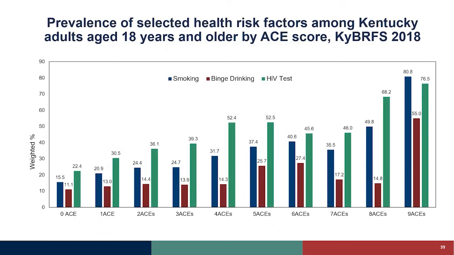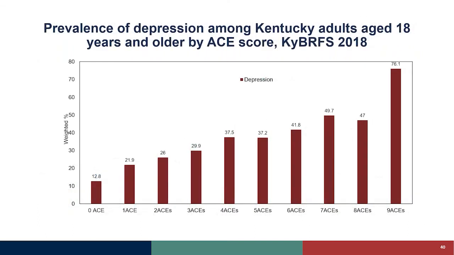So if we look at the prevalence of smoking, for example, which is the blue bars, notice that it increases with the number of ACEs, from 15.5% among those with 0 ACEs, or no adverse childhood experiences reported, to as high as 80.8% with those who have experienced 9 adverse childhood experiences. Similarly, depression among Kentuckians is 12.8% if they reported no adverse childhood experiences, but when there are 5, this is up to 37.2%, and if there are 9 ACEs experienced, 76%.